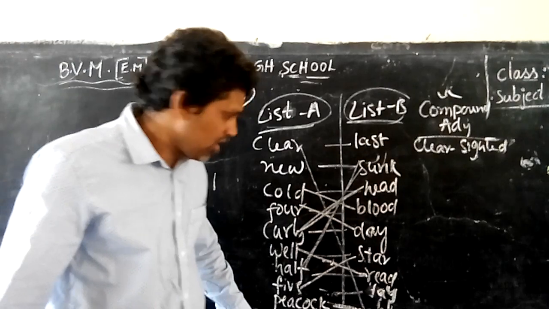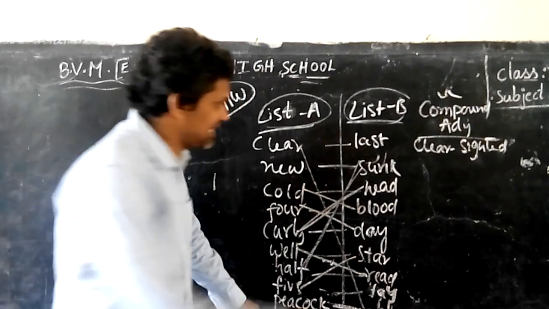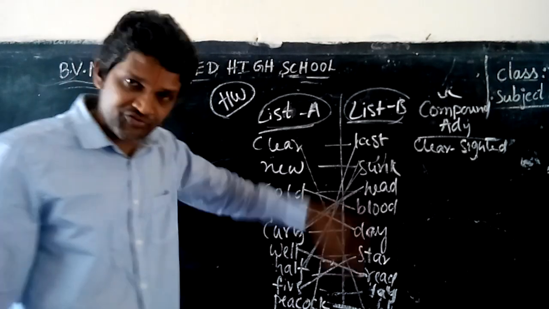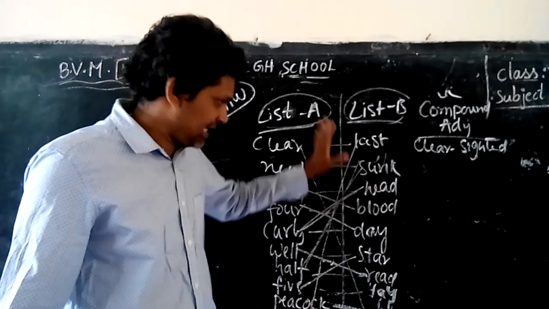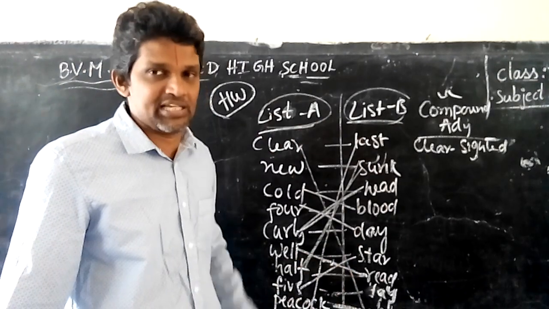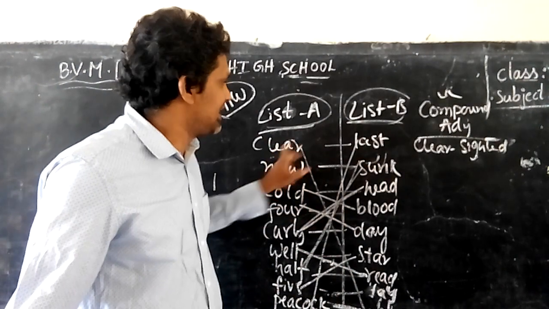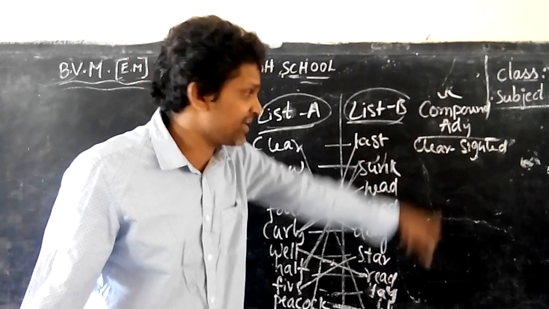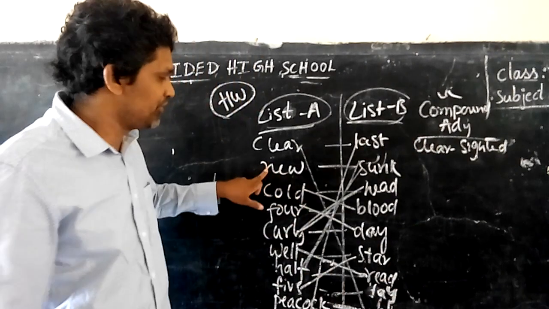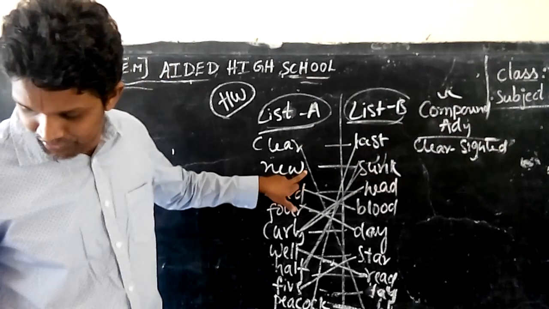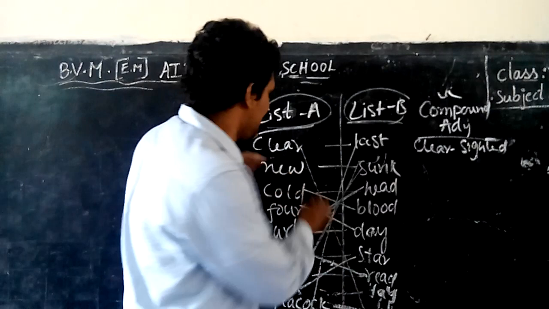Next one, long lasting. So it is somewhat confusing for you. So I just write like this only to confuse you. So you write it in your CW books in a proper way. Clear sighted. How it is written here, you have to write in your CW books like that also. New. So what is the new? Newly laid.